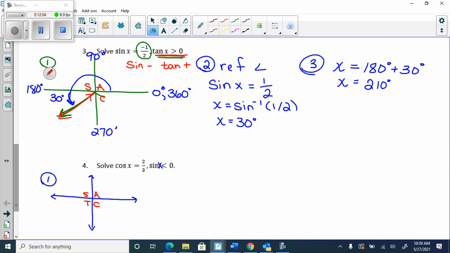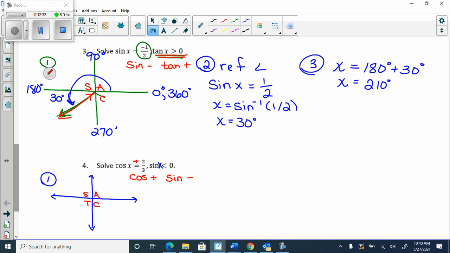So let's narrow it down. We need where cos is. This is a positive fraction, right? So we need where cos is positive, and where sine is less than 0. So we need where sine is negative. Which quadrant? 1, 2, 3, 4 is cos positive, so the letter C exists, but sine does not. The bottom right. So in 4, right?